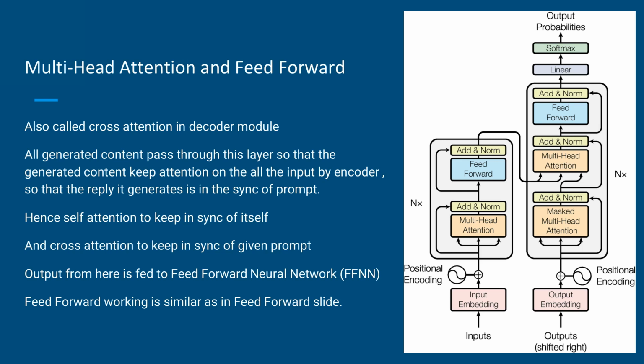All generated content passes through this layer so that the generated content keeps attention on all the input from the encoder, so that the reply it generates is in sync with the prompt. Hence self-attention to keep in sync with itself, and cross-attention to keep in sync with the given prompt. Output from here is fed to the feed-forward neural network, FFNN. Feed-forward working is similar to the feed-forward slide.